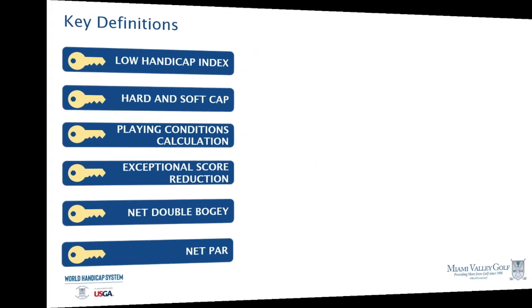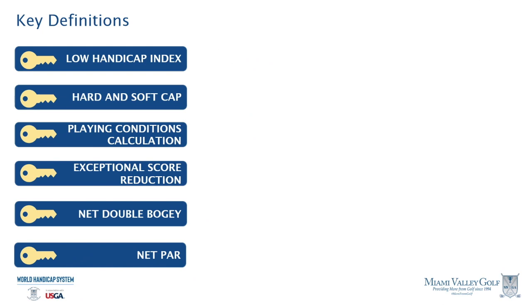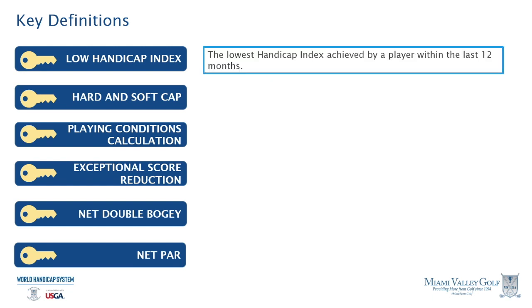Now, these are some key definitions that are new, and a lot of what you're going to see is fairly similar to what we've done in the past. It's just got some adjustments along the way. So, a low handicap index is the lowest handicap index achieved by a player within the last 12 months. So in the past, tournament scores could be up to a year from that revision, and then it was the 20 scores within your record. So now it's all within the last 12 months, and there are some uses for that low handicap index.